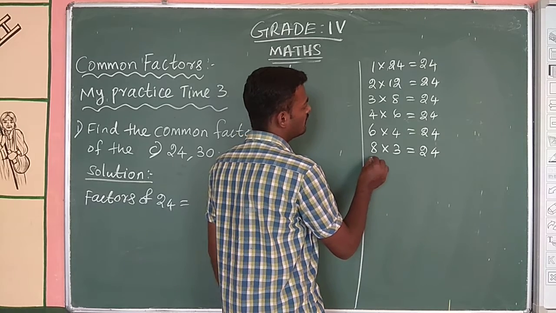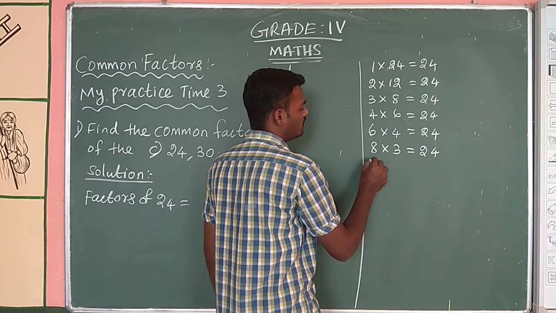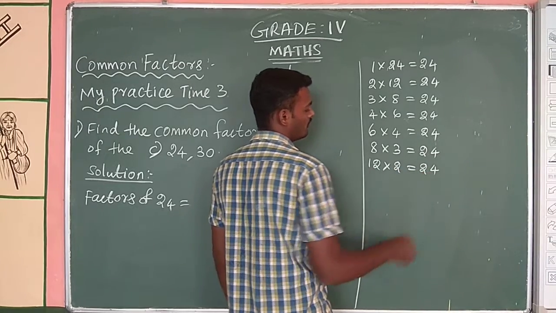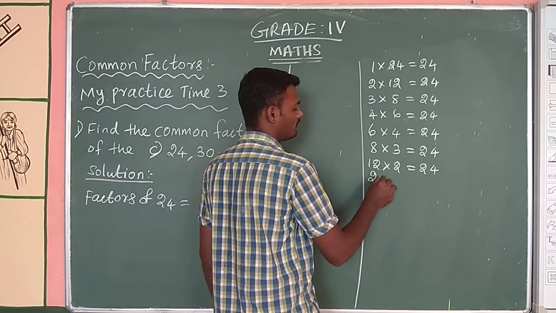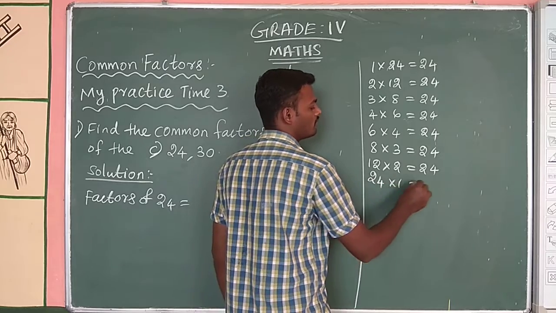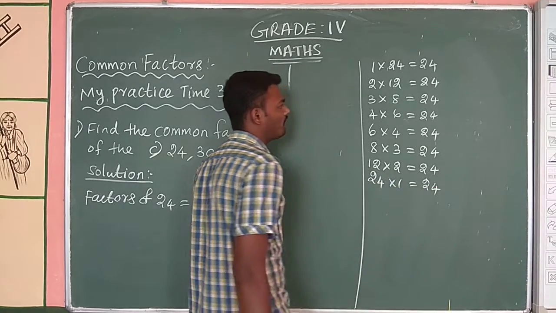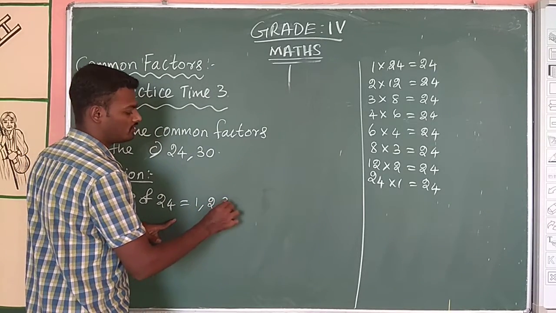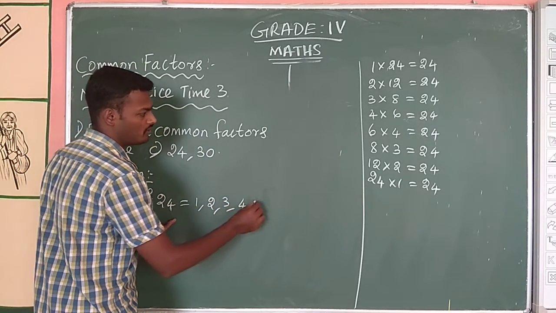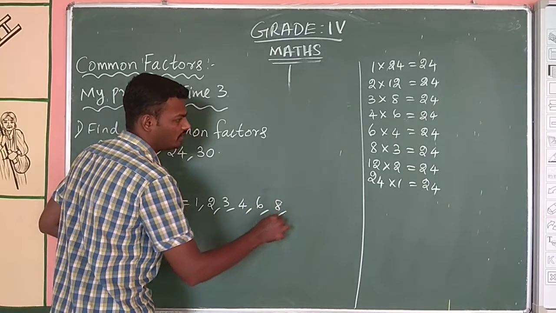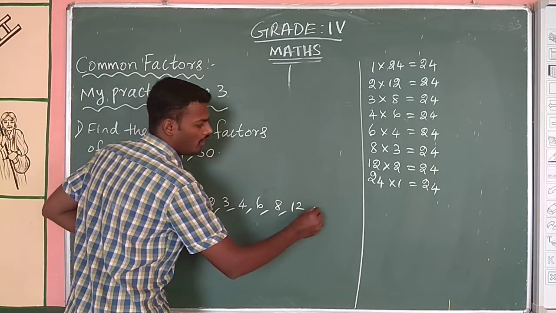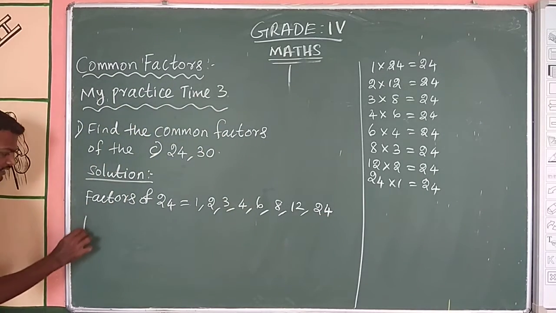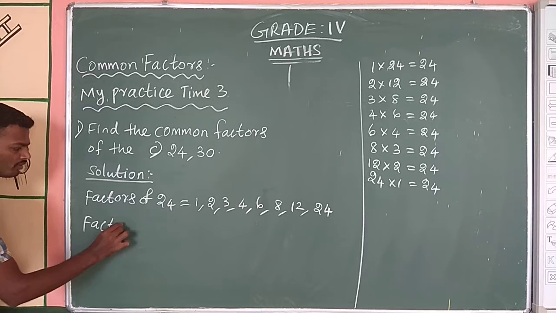Next, 12th table, 12 2s are 24. Next one, 24th table, 24 1s are 24. So 24 comes in the first table, second table, third table, fourth table, sixth table, eighth table, 12th table, and 24th table. Next we find factors of 30.